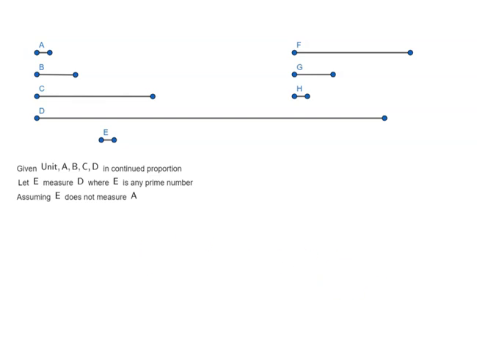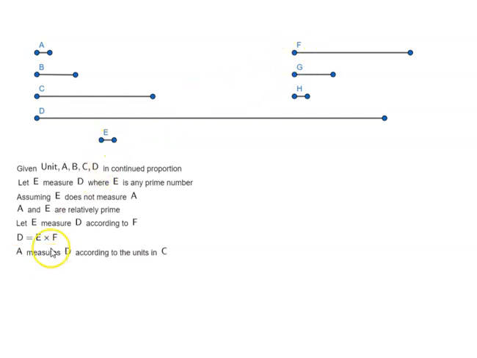If E does not measure A, that means A and E are relatively prime. Let E measure D according to F. What this basically means is that D is equal to E times F. A measures D according to the units in C.